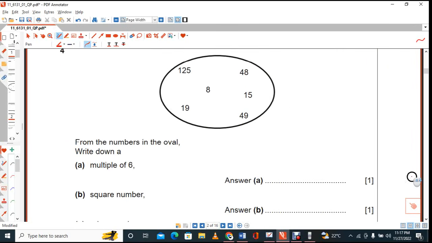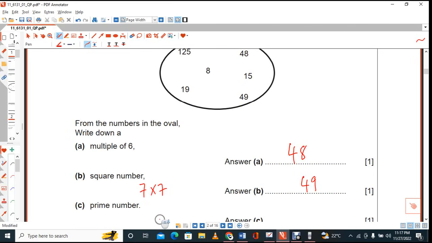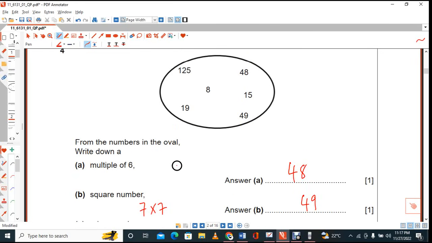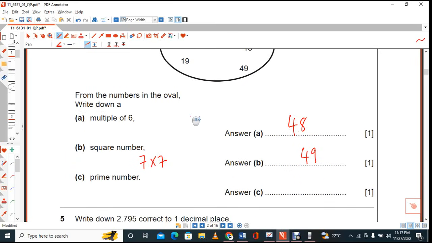Question 4, you have a bunch of numbers in the oval, and you are supposed to write down a multiple of 6. Well, it's very straightforward. 48 is a multiple of 6. The square number here is 49, because 49 is 7 times 7, so that's the square number. And the prime number, well, there's only 19 here, which is a prime number. So 19 is the only prime number there.